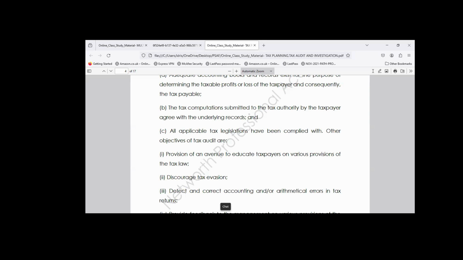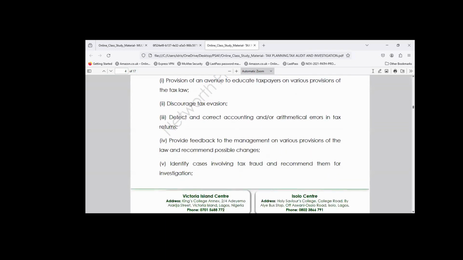We carry out tax audits to provide an avenue to educate the taxpayer. How can you educate the taxpayer on recent changes in tax law? We can make use of tax audit because the tax official will be reviewing the records. At that point, they will be educating the taxpayer on new developments in the tax law, on new ways of computing tax. This way you used, they are not using it again. These are how they do it. It is very, very important.